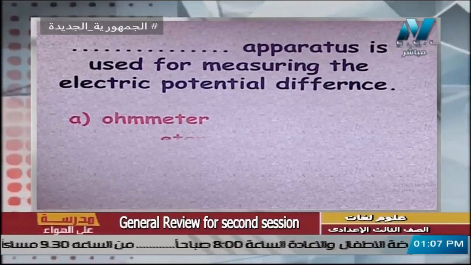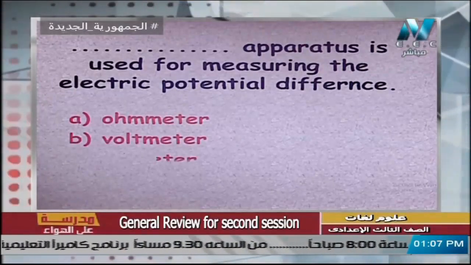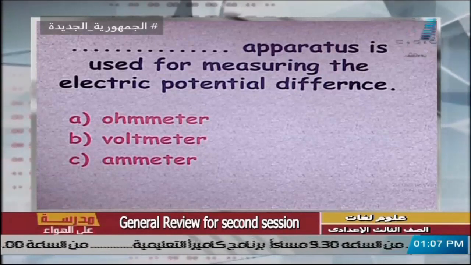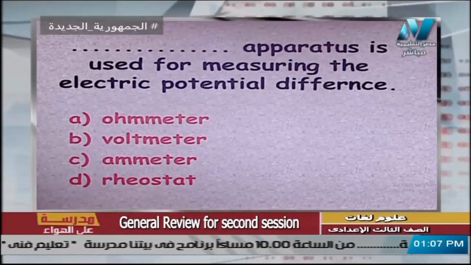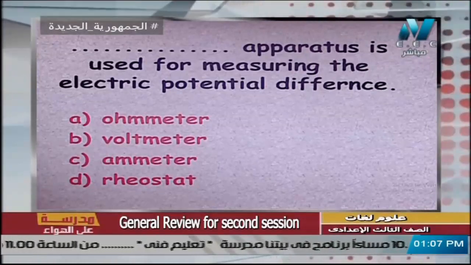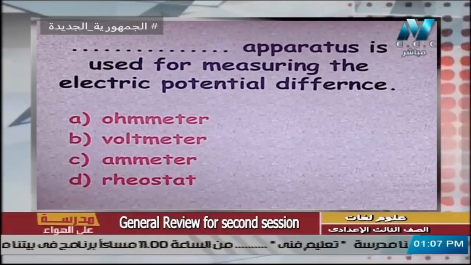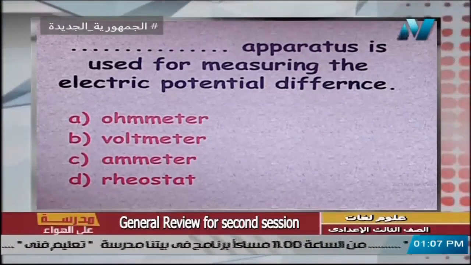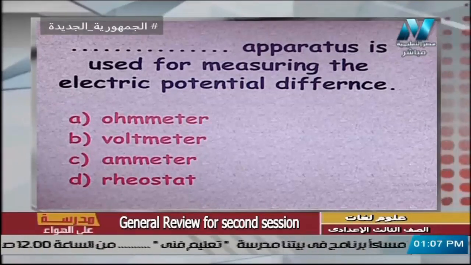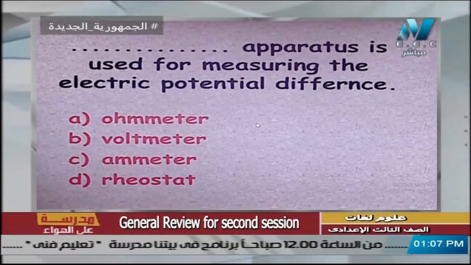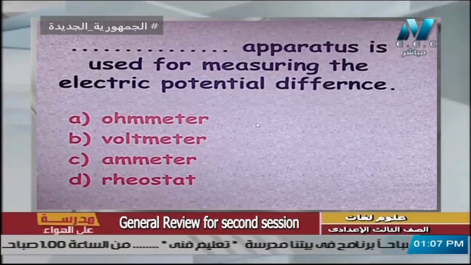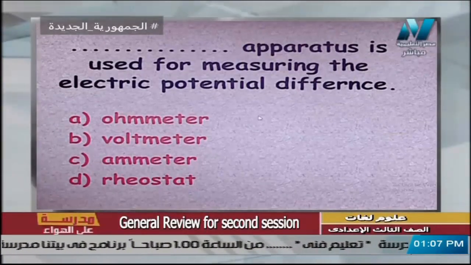Which apparatus is used for measuring the electric potential difference? Voltmeter, ohmmeter, ammeter, rheostat. Sure, it will be the letter B, voltmeter. Voltmeter is used for measuring the electric potential difference.